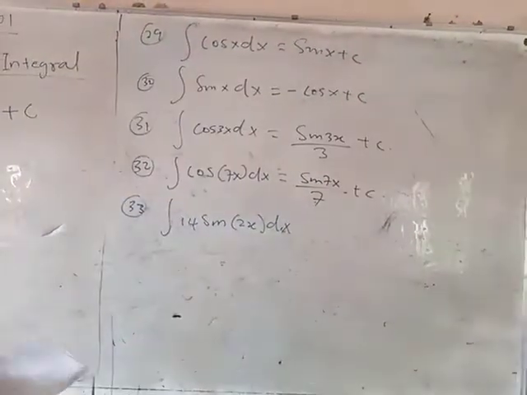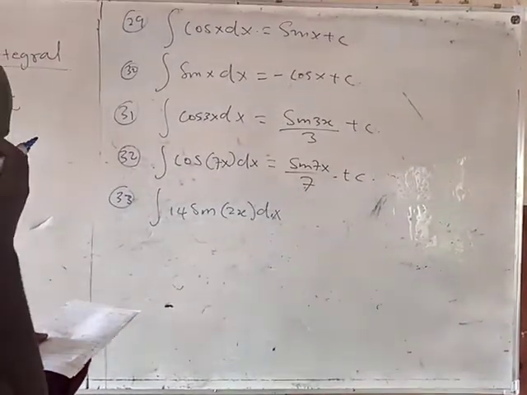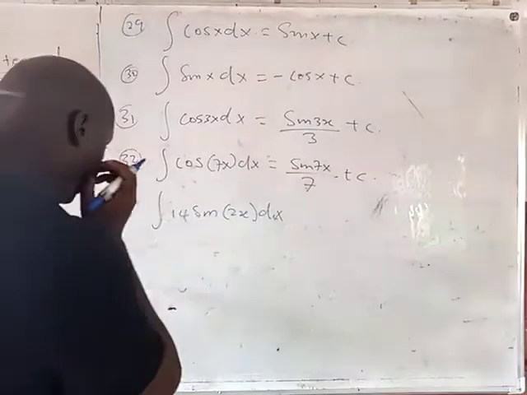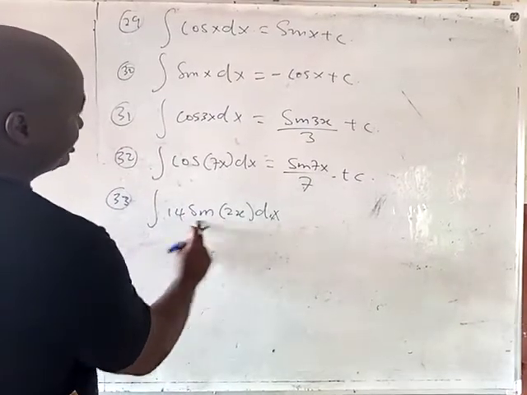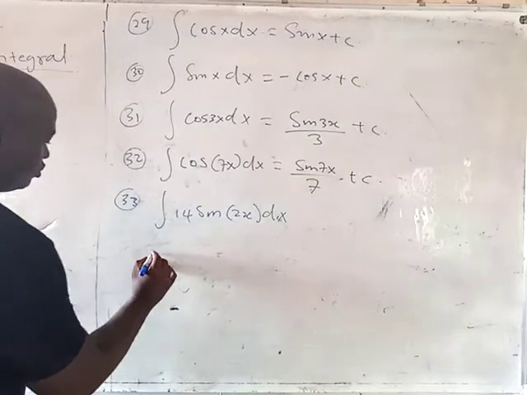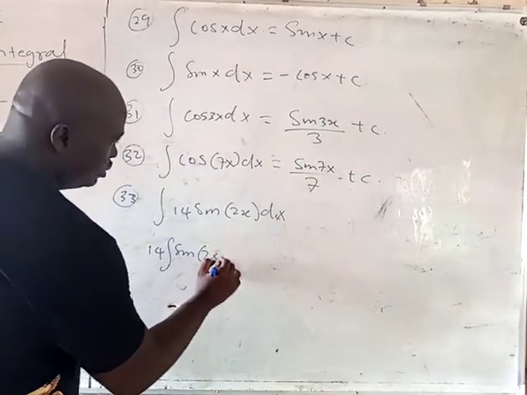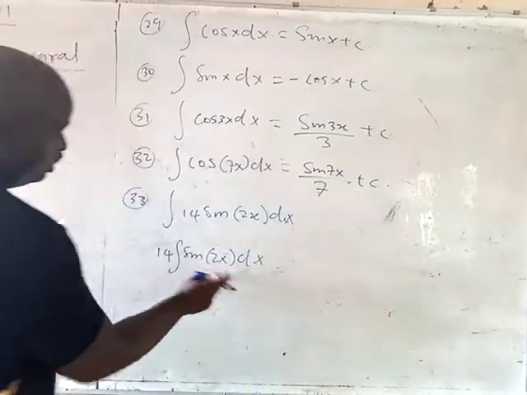What if you have the integral of 14 sine of 2x dx? First, you have to remove the constant. So whenever you remove the constant, what are you going to do next? Whenever you integrate sine, what you will get is minus cos, right? So first, I'm going to remove my constant and write the integral of sine 2x dx.